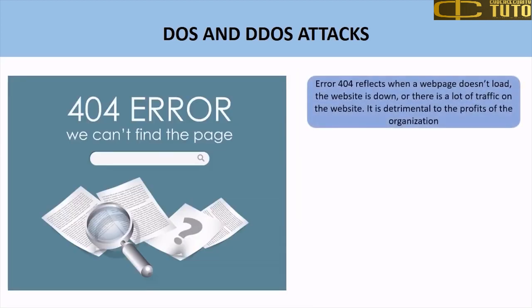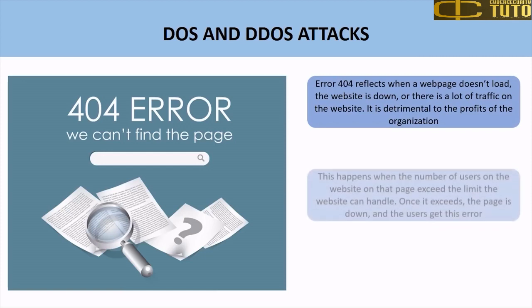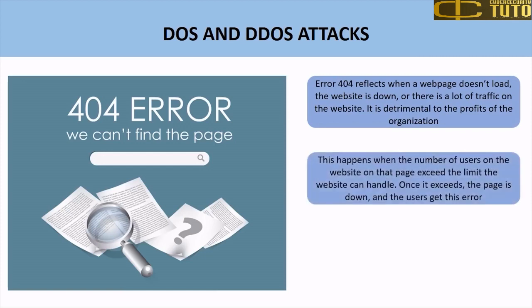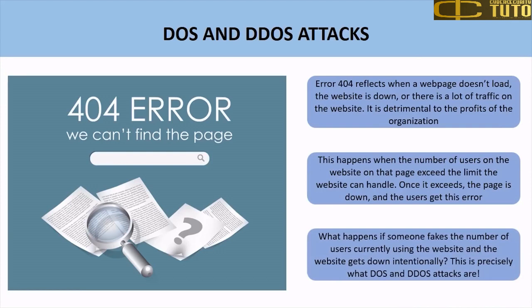Error 404 appears when a web page doesn't load, the website is down, or there's a lot of traffic on the website. It is detrimental to the profits of the organization. This happens when the number of users on that page of the website exceeds the limit the website can handle. Once it exceeds, the page is down, and the users get this error. What happens if someone fakes the number of users currently using the website and the website goes down intentionally? This is precisely what the DOS and DDoS attacks are.